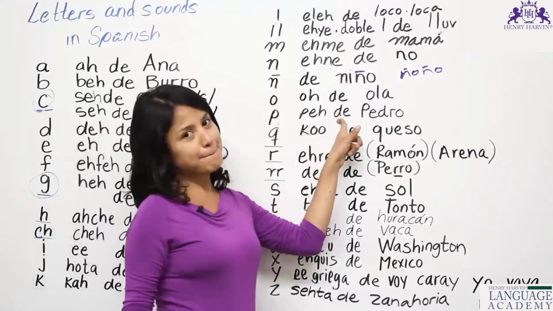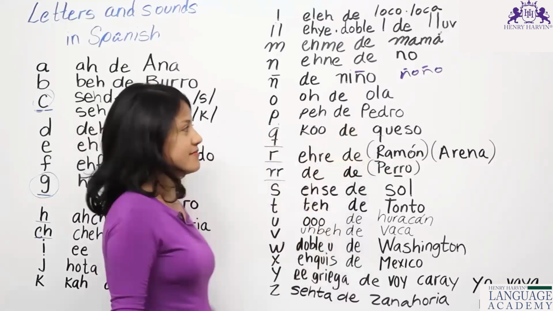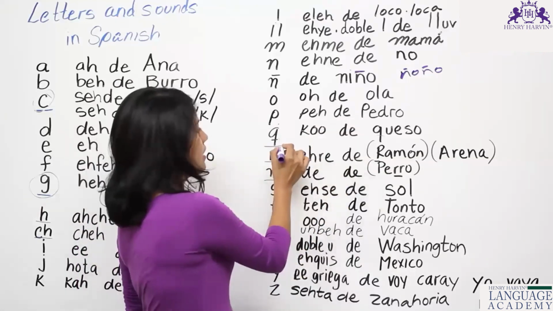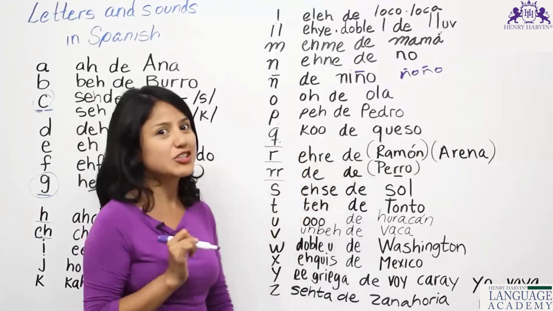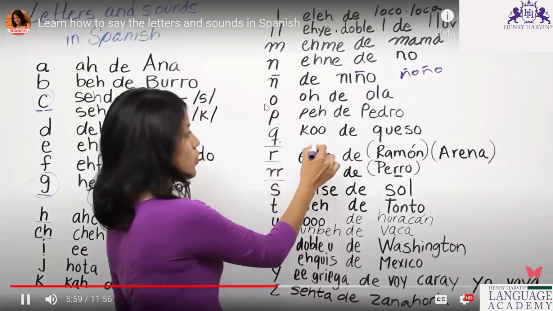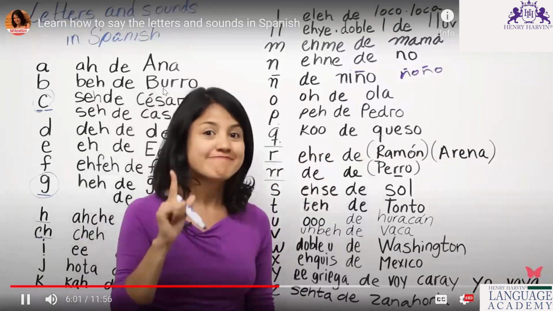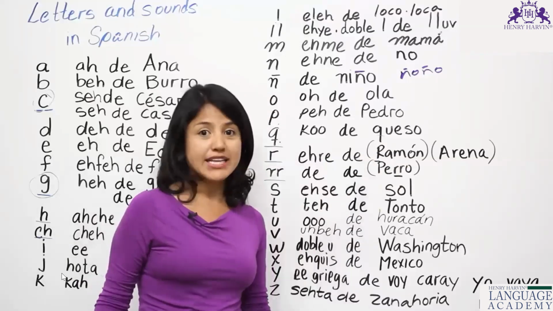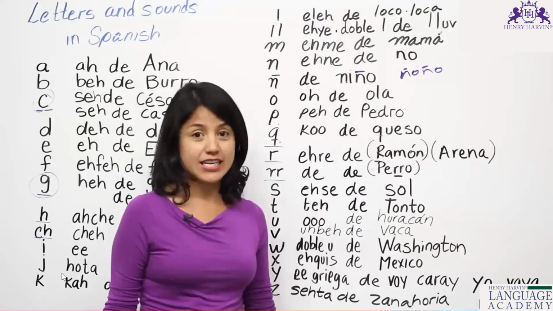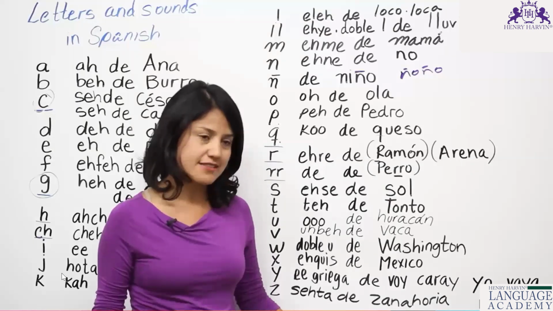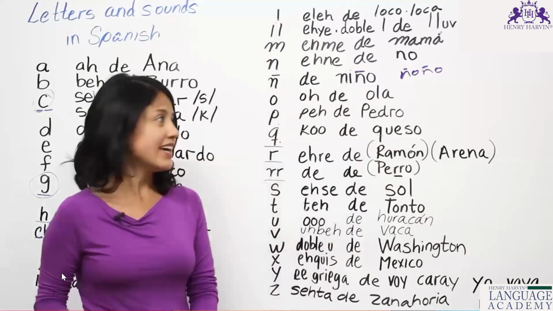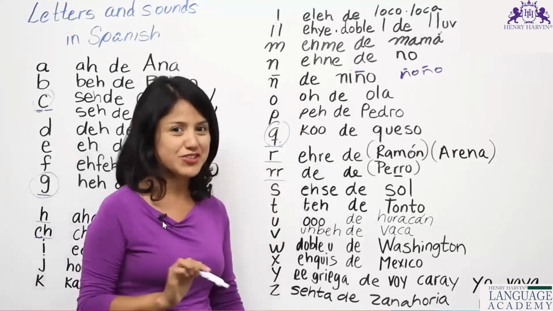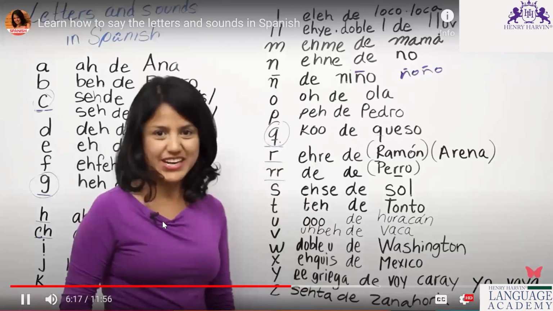P de Pedro. I like the name Pedro. Pedro. Q. Q de queso. No queso. You don't order empanadas de queso. You order empanadas de queso, cheese, queso. And this is another letter we're going to do some research about, okay? But later.